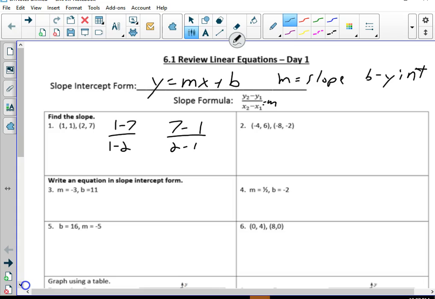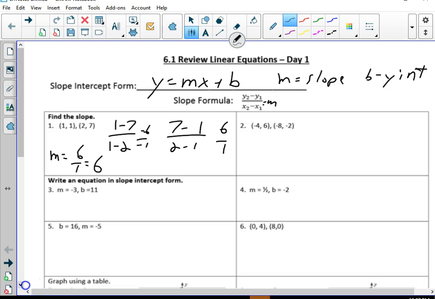So 1 minus 7 is negative 6. 1 minus 2 is negative 1. 7 minus 1 is 6. 2 minus 1 is 1. They're both the same answer because the negative divided by negative is positive. So my slope is 6 over 1 or just 6.